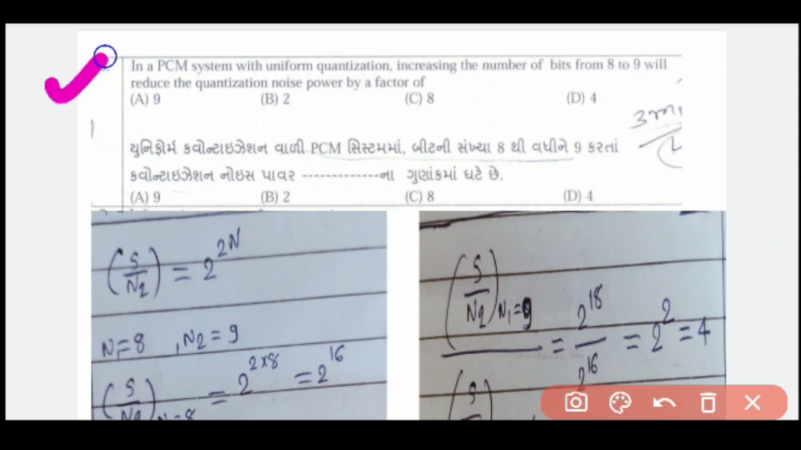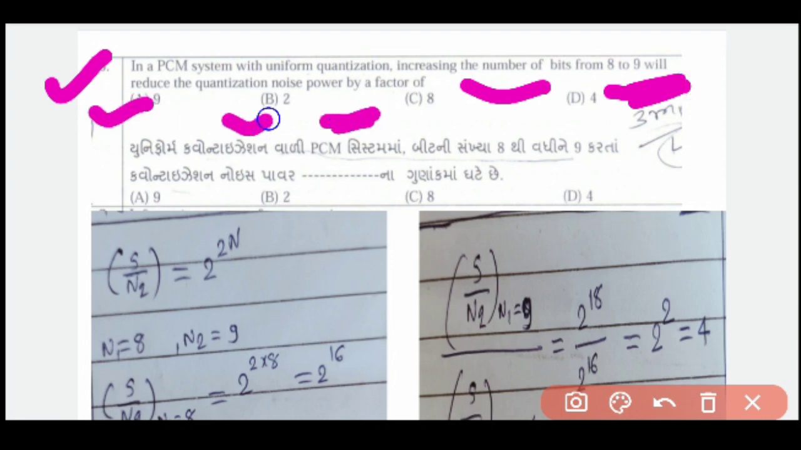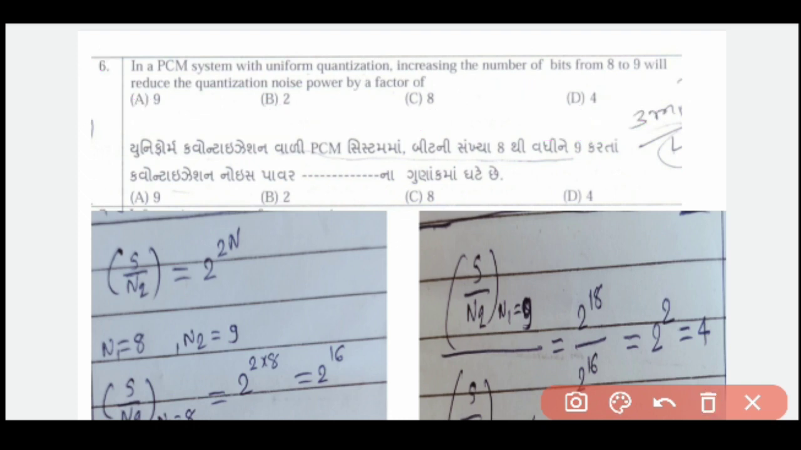Question number 6. In a PCM system with uniform quantization, increasing the number of bits from 8 to 9 will reduce the quantization noise power by a factor of option A 9, B 2, C 8, D 4. Then the answer is option D, 4.